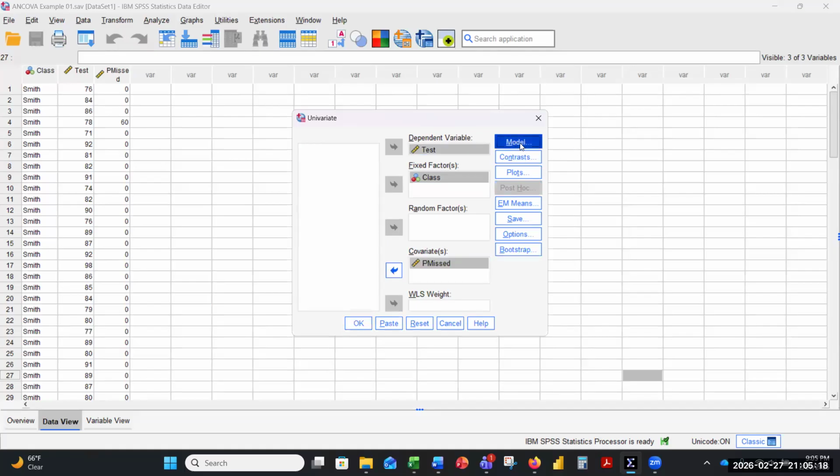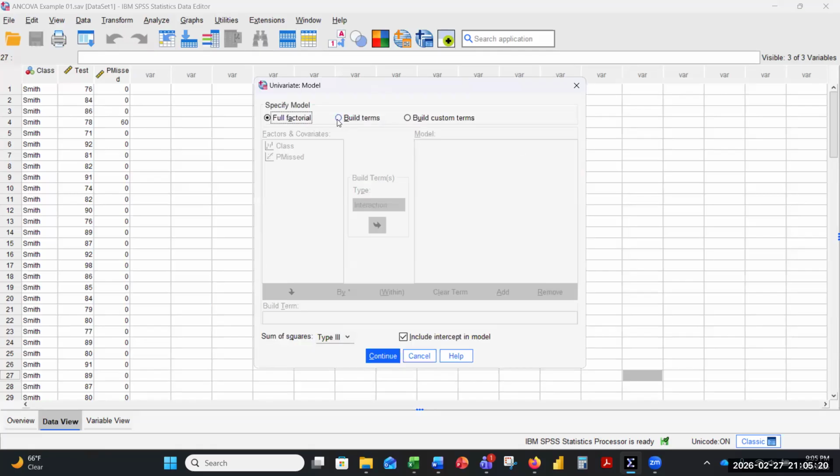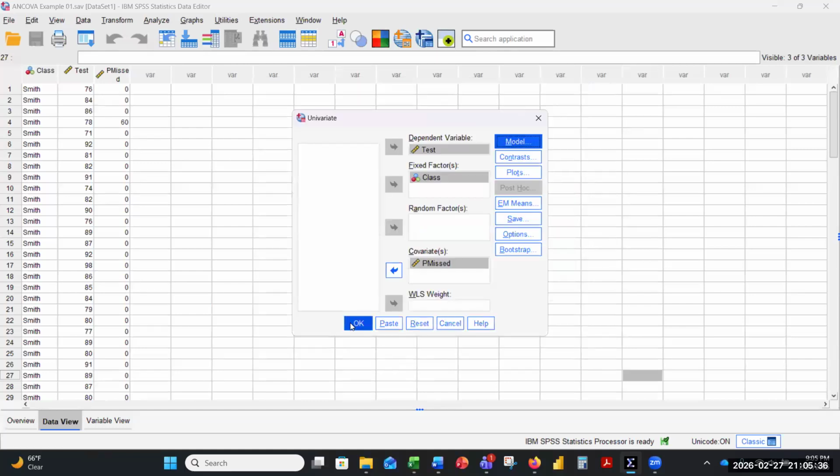Select Model and Build Terms. We'll move the variables over and create an interaction between class and missed periods. Select Continue and click OK.